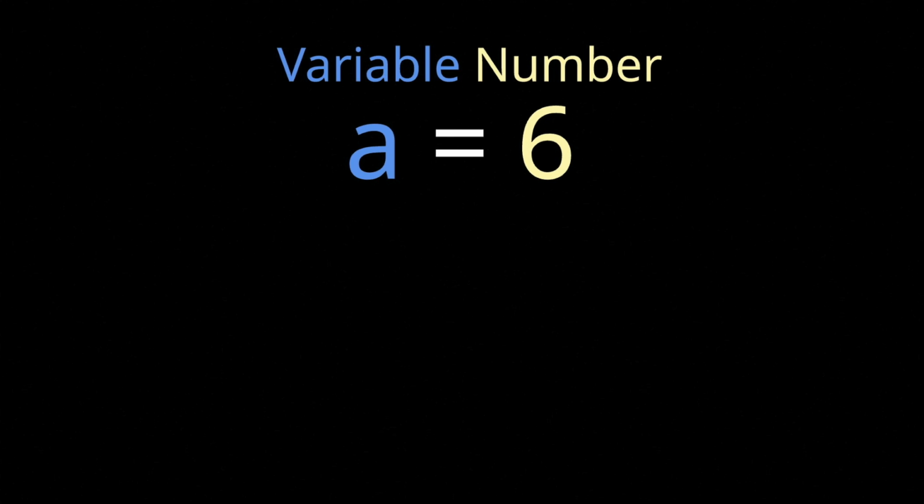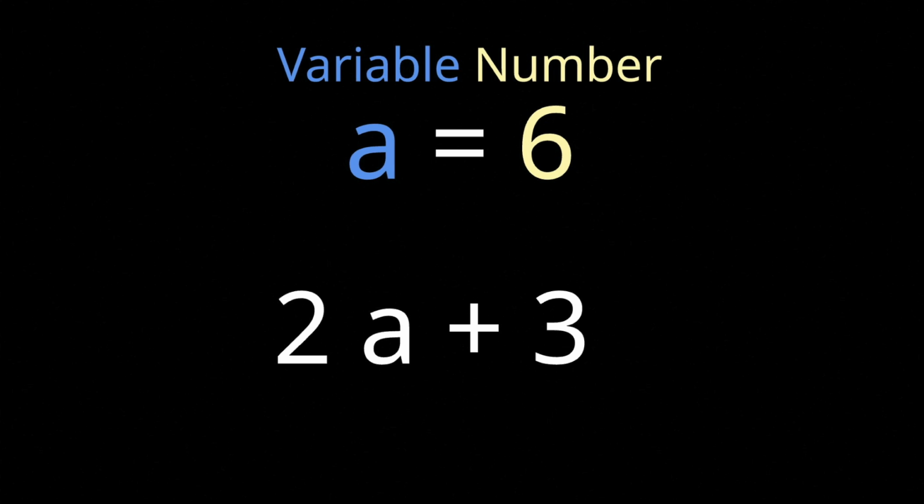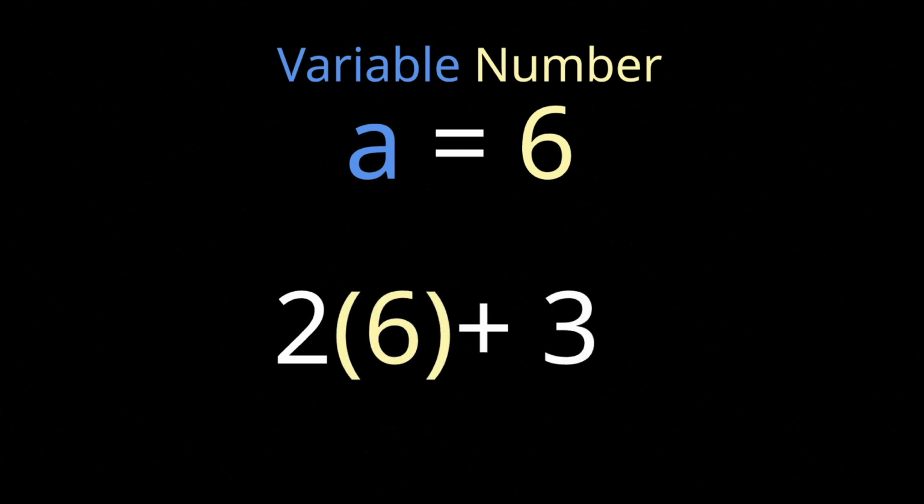A variable is an unknown number which can be represented by a letter, such as A. Variables can be set to a certain number, such as 6. So if a question ever asks for us to evaluate for A equals 6, all we need to do is plug in a 6 inside of parentheses wherever we see an A and then solve. Let's look at some examples.